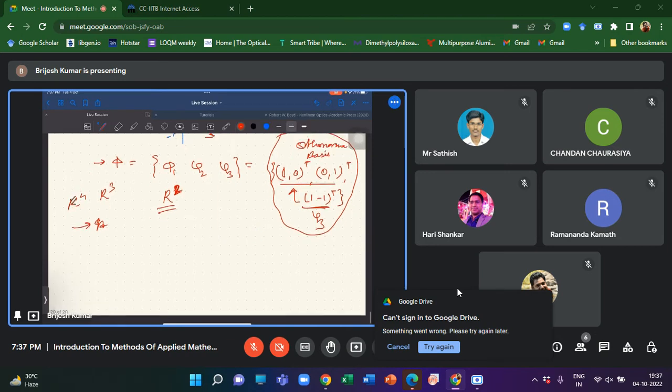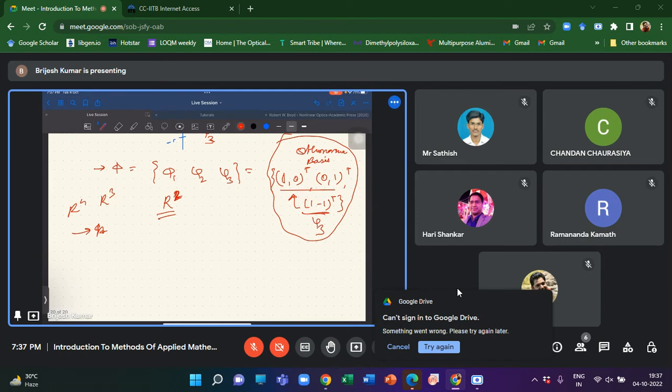Now because the space is two dimensional but the number of vectors is three, the set is no longer linearly independent. These two are linearly independent of each other, but now this one is added. Now this phi 3 can be written in the form of (1, 0) and (0, 1).